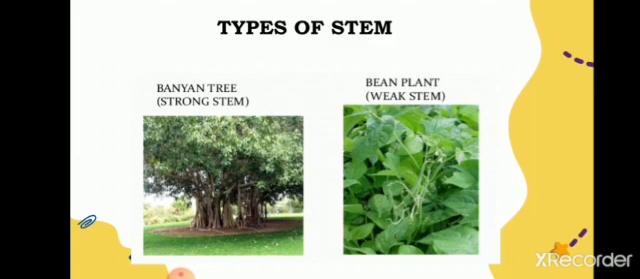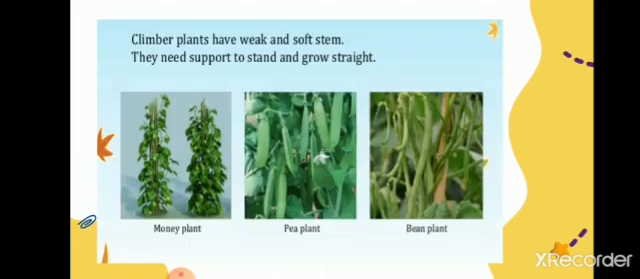There are different types of stem. We have weak stem and strong stem. Strong stems are seen in the mango tree and coconut tree; all these trees have a strong stem. For example, you can see the picture of a banyan tree where a strong stem is present. The bean plant, the sunflower plant, or any small plant which grows for a little time and blooms, all the flower plants, have weak stems. So you can differentiate between strong stem and weak stem.